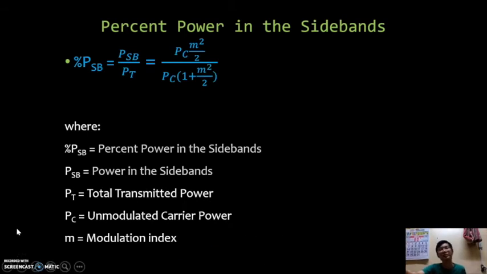Percent power in the sidebands. Percent P sub SB is equal to P sub SB over P sub T, which is equal to P sub C M squared over 2 all over P sub C times the quantity of 1 plus M squared over 2, where percent P sub SB is the percent power in the sidebands, P sub SB is the power in the sidebands, P sub T is the total transmitted power, P sub C is the unmodulated carrier power, and M is the modulation index.